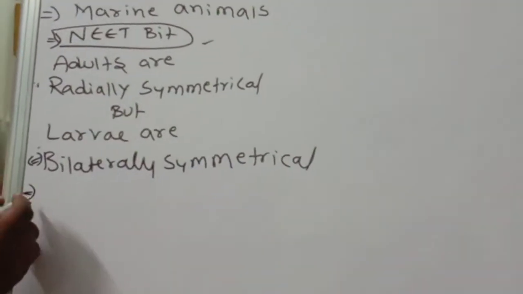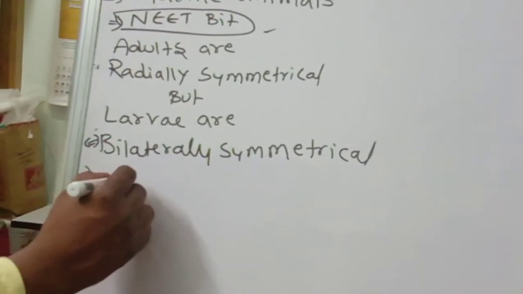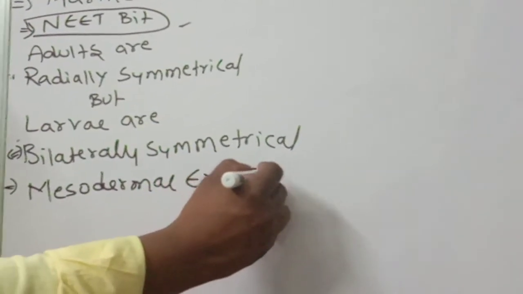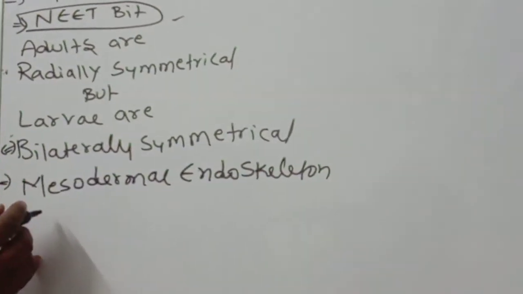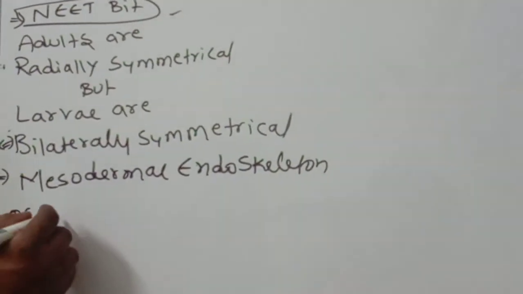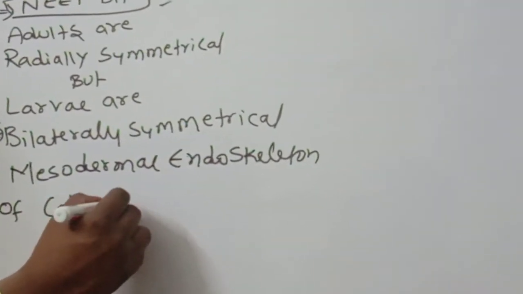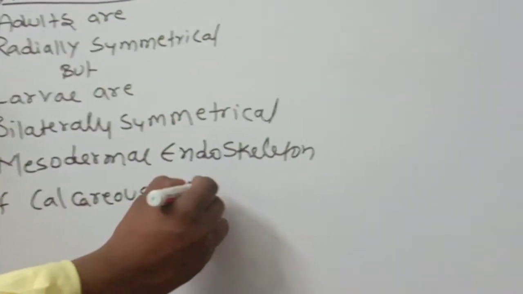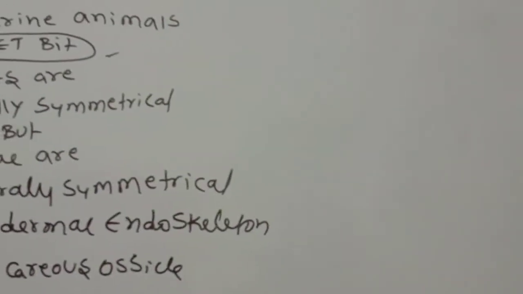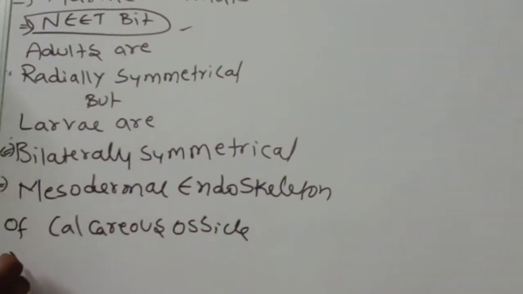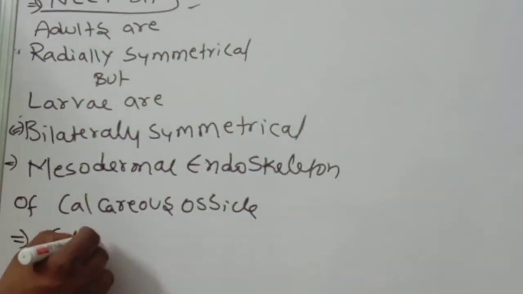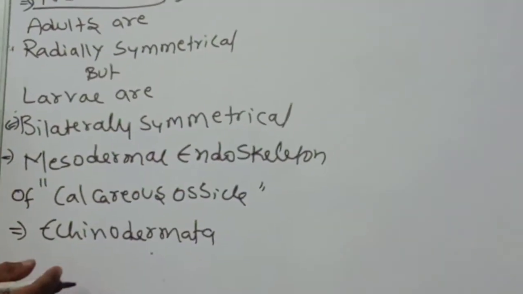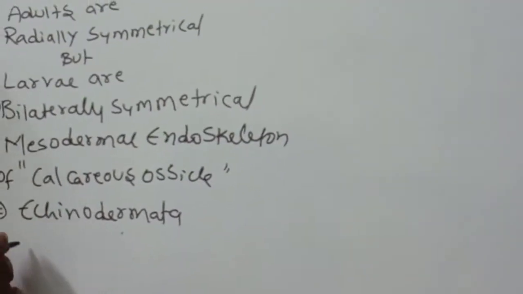The next important one: these animals have a mesodermal endoskeleton, with calcareous ossicles present. So a mesodermal endoskeleton which has calcareous ossicles, and that's why we call them Echinodermata, spiny skins. So calcareous ossicles are there.